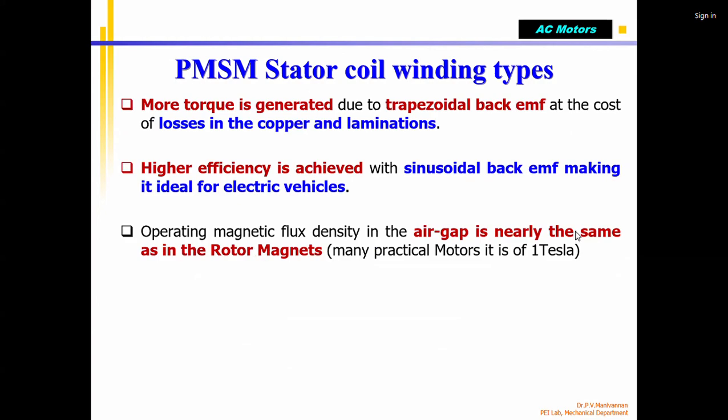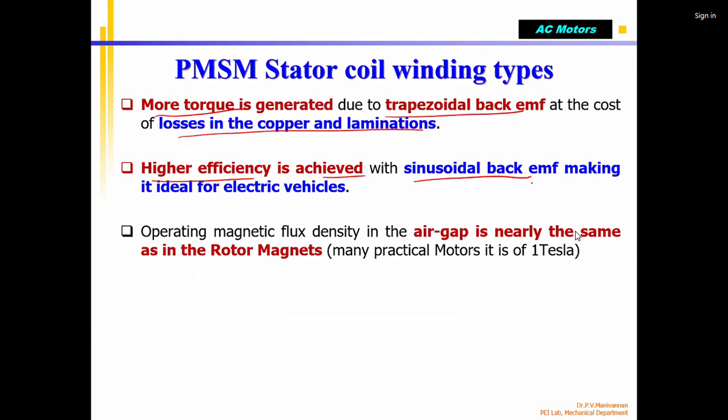What is the advantage of this one? More torque is generated if a trapezoidal back EMF is generated. That means if I have a concentrated winding type of stator, more torque will be generated by that motor. And the copper losses will be more. The cost of copper and lamination will be high in the case of trapezoidal back EMF, but more torque will be generated. And higher efficiency is achieved if I use sinusoidal back EMF, that is, distributed winding.